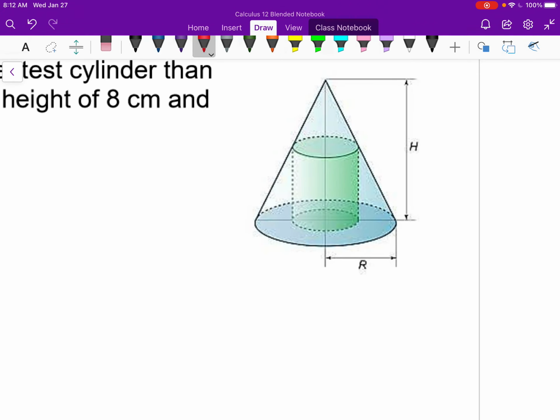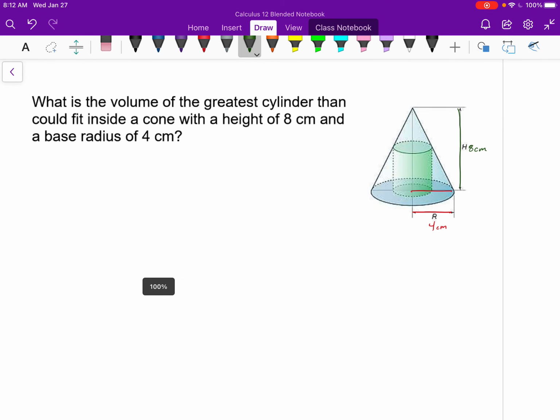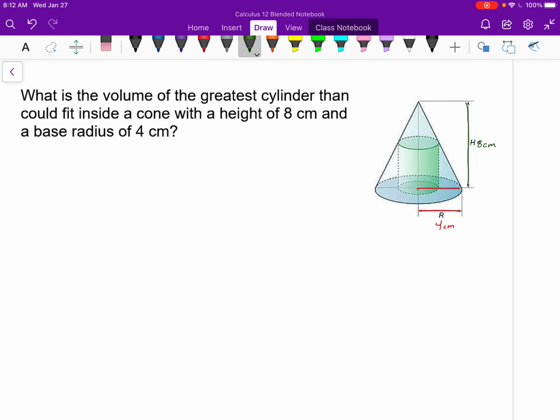I know the distance across the bottom from here to here is 4 centimeters. And the height from here to here is 8 centimeters. Okay, that's the dimensions of the cone. That's constant. The cylinder is variable inside there, and we want to find the maximum volume. So I think the question is asking, what is the actual volume? I could ask what are the dimensions of it, but what is the volume of the largest cylinder that can fit inside here?